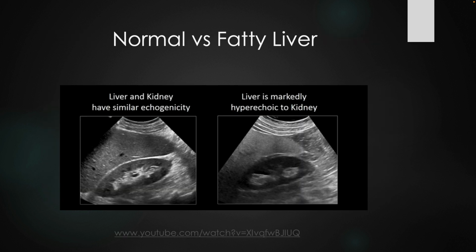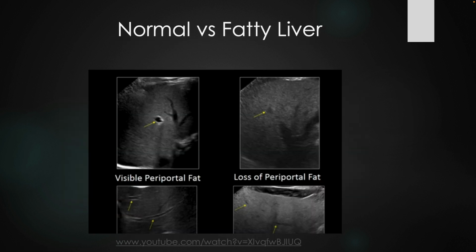So the normal liver and the kidney have a pretty similar echogenicity, with the liver being here and the kidney here. And then as you progress into fatty liver, you see here that there's an increased hyperechoic appearance or brightness of the liver relative to the kidney. With the normal liver, you have this visible periportal fat here. And as you progress into fatty liver, you see that there's loss of that periportal fat around the portal venous system.